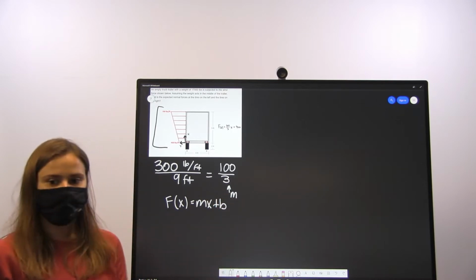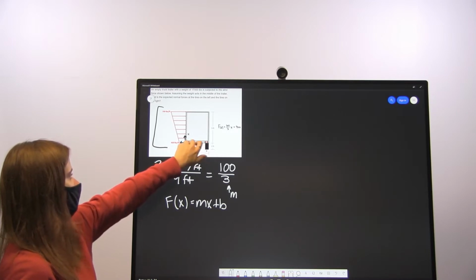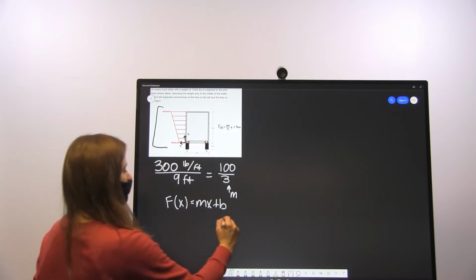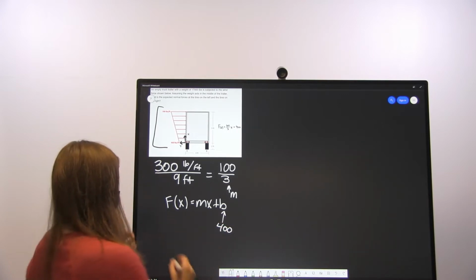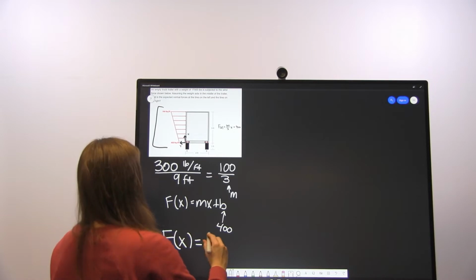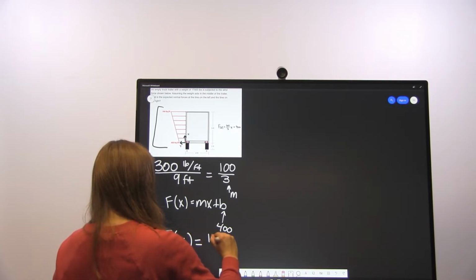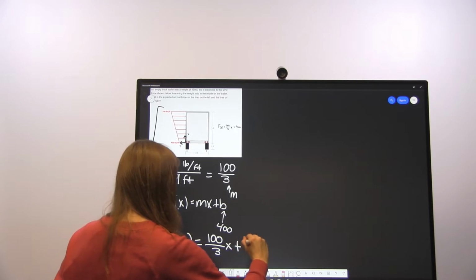And then our b is going to be 400, because this is where it intersects the y-axis. This is our b point. So b is going to be 400. And that gives us our function: f of x is equal to 100 over 3 x plus 400.